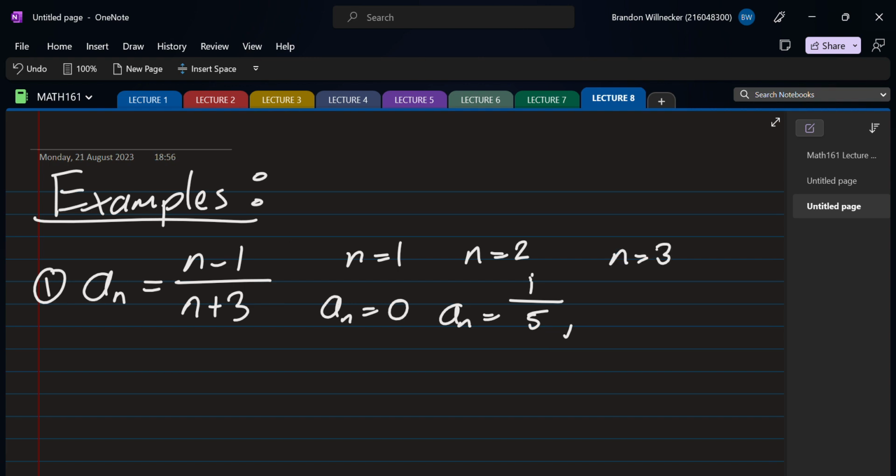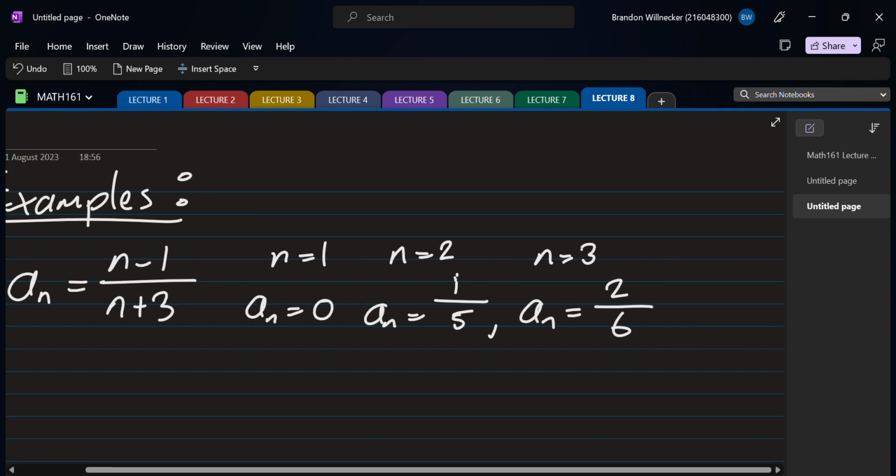If n is equal to 3, then we're going to have 3 minus 1, so that will be 2. And then 3 plus 3, that will be 6. Okay, or we can simplify that to 1/3. Okay, and this can continue.